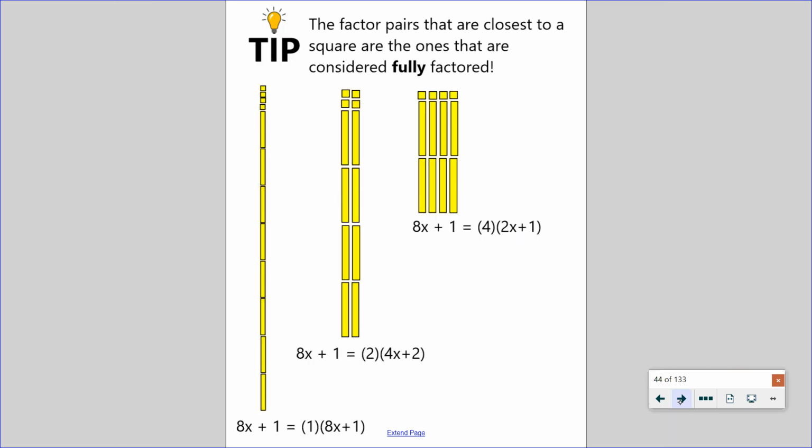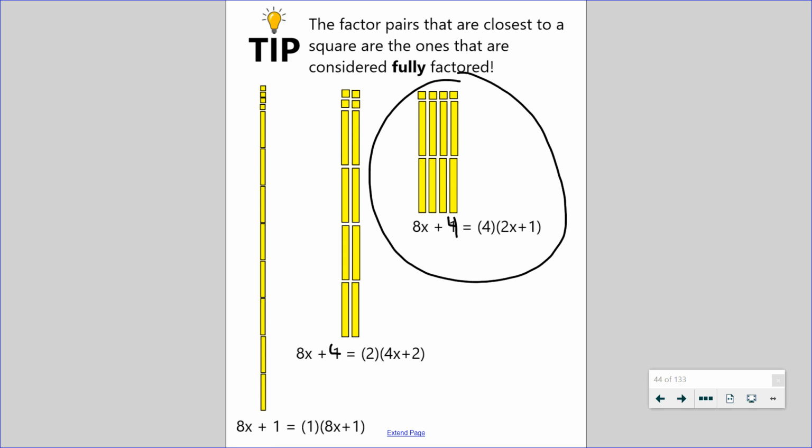Well, in terms of factoring, the factor pairs that are closest in shape to a square are the ones that are considered fully factored. So here are the 3 different ways that we factored it. If you look at those 3 diagrams, the one that is closest to a square shape is the last one that we did. It's closest to length and width being similar. So that means that 8x plus 4, the best way to factor it, the fully factored way, is 4 times 2x plus 1.